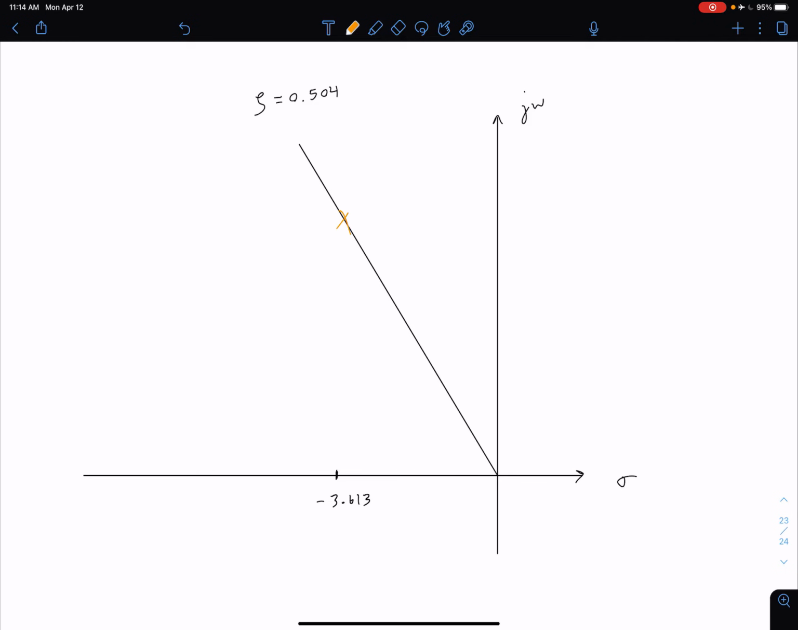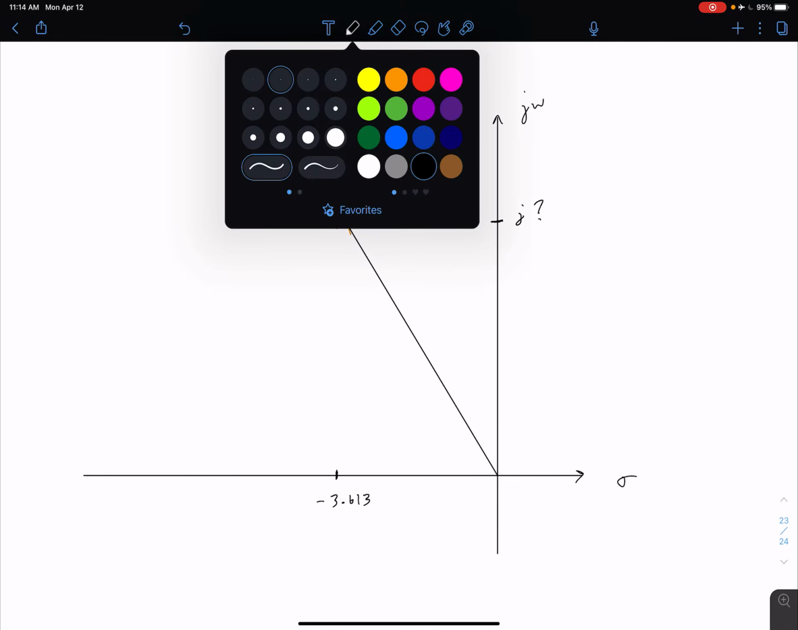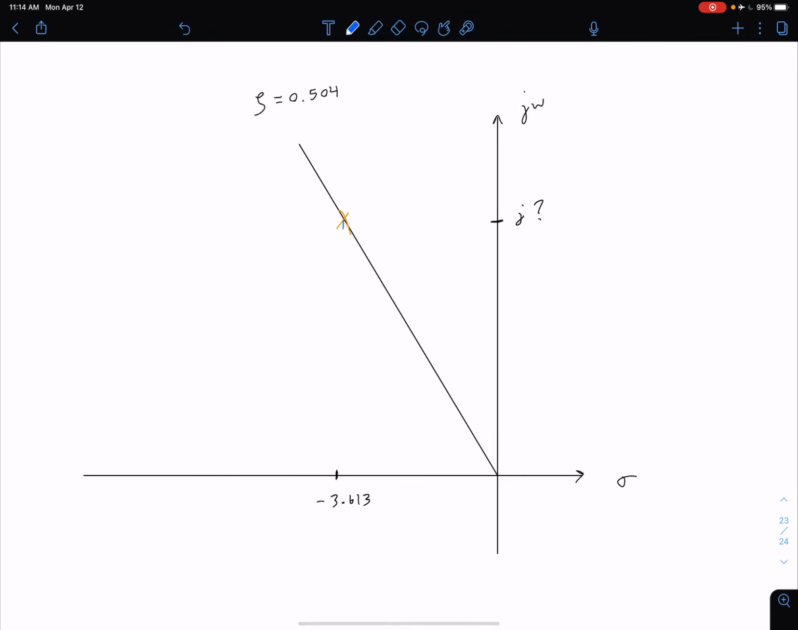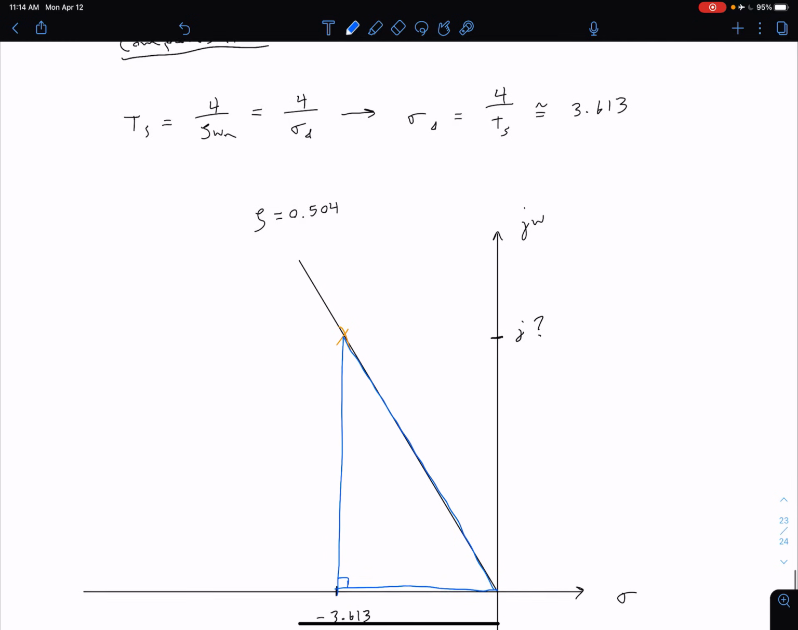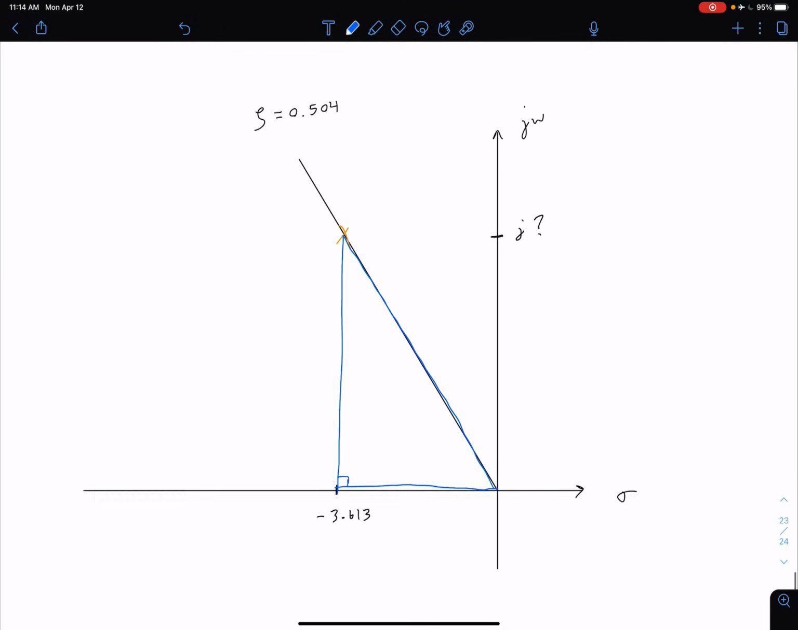But now what we want to figure out is what is this value on our imaginary axis here. So this is j something. So we want to figure out what that value is. And we can do that by creating a right triangle. So if we create a right triangle here, so that's kind of rough, we know the magnitude of that bottom side is 3.613, from the settling time we found there.